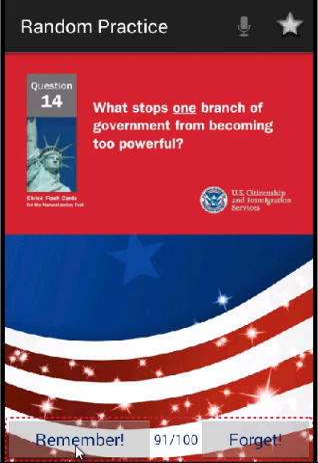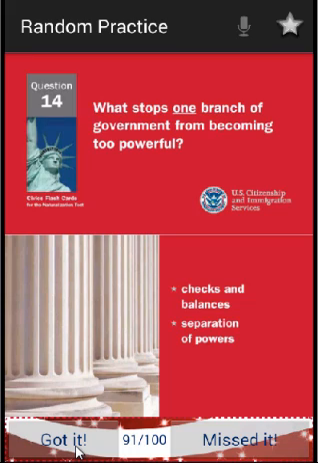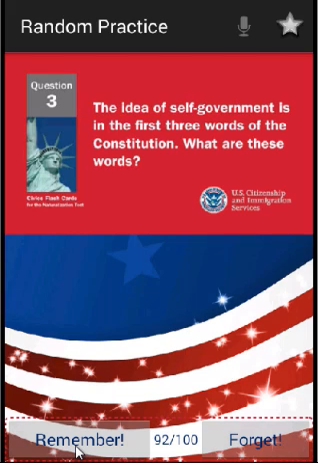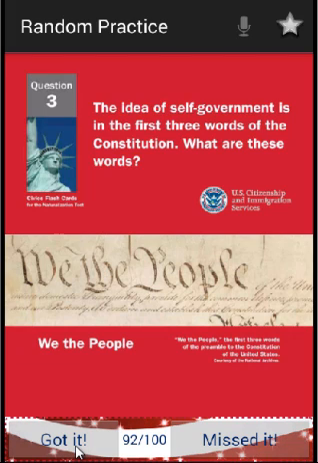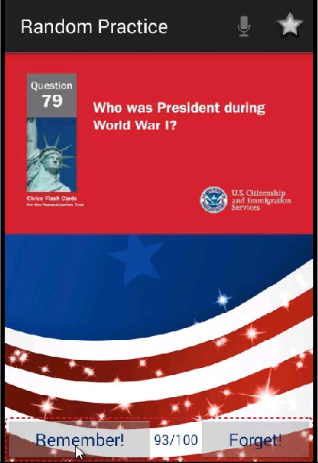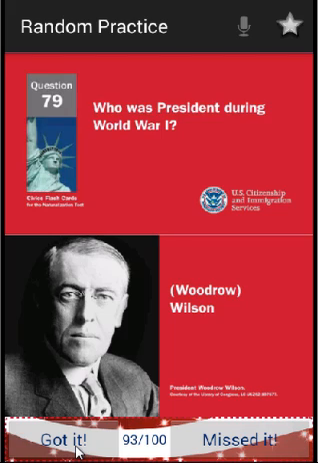What stops one branch of government from becoming too powerful? Checks and balances. Separation of powers. The idea of self-government is in the first 3 words of the Constitution. What are these words? We the people. Who was president during World War I? Woodrow Wilson.